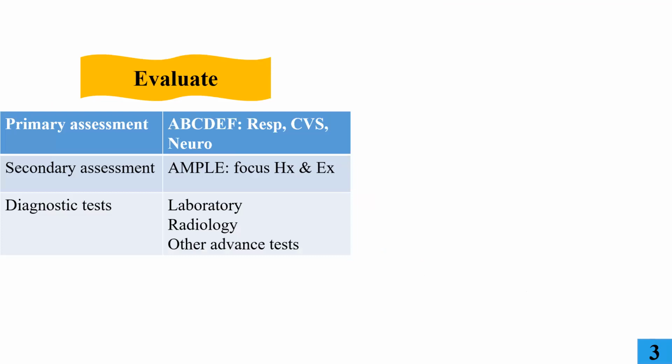In the primary assessment, we do A, B, C, D, E, F: airway, breathing, circulation, disability, exposure, and fluid. We do respiratory, cardiovascular, and neurology.